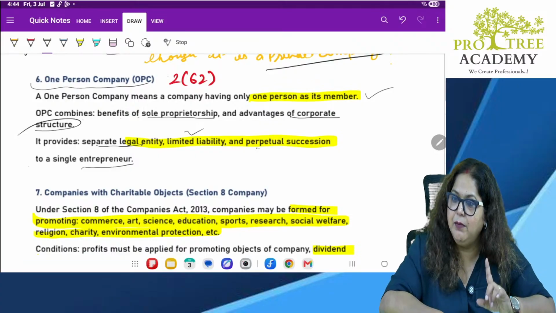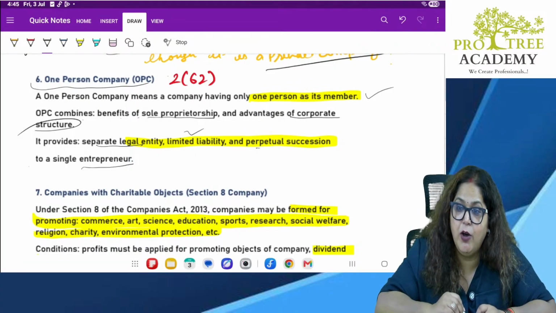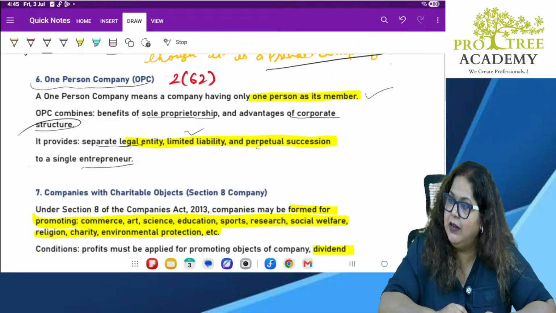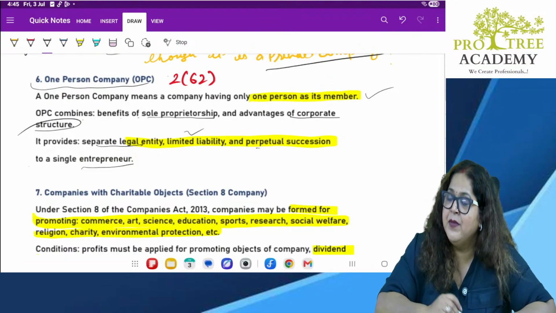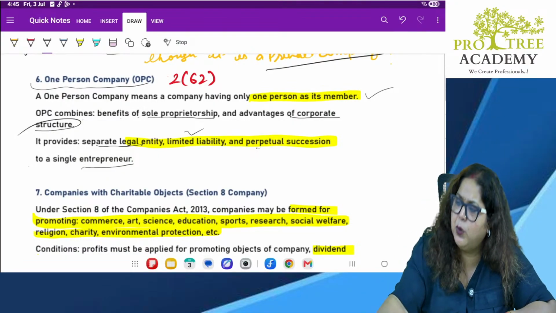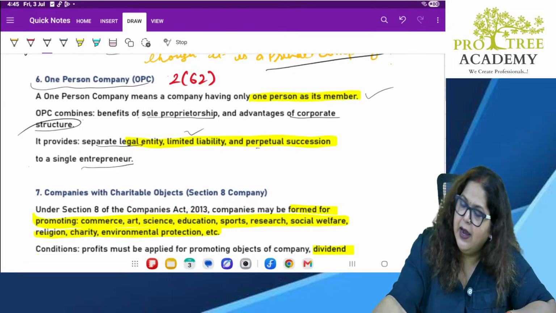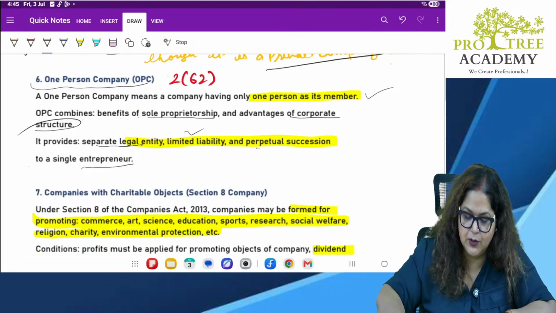OPC has one member, still is it separate or not? It is separate because it is a legal entity. And it has the benefit of the proprietor. The one member can enjoy like a proprietorship, but having the benefit of the legal entity.